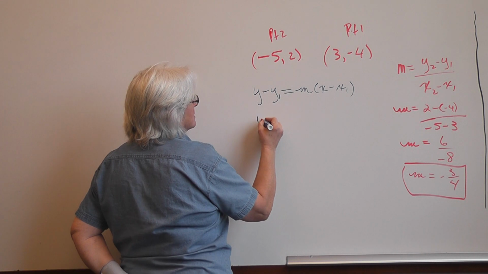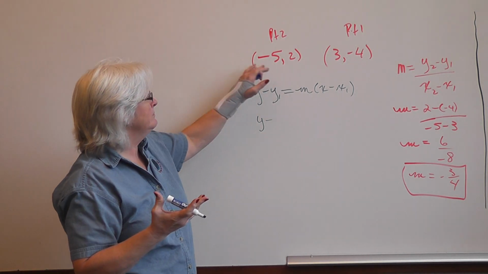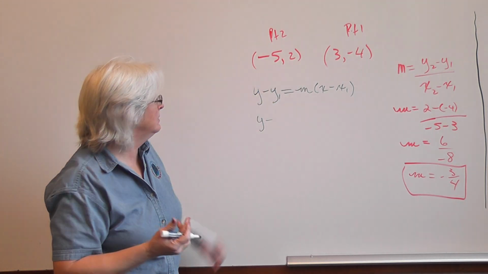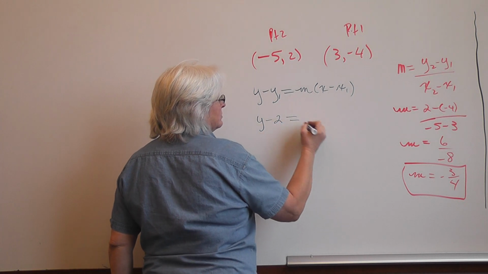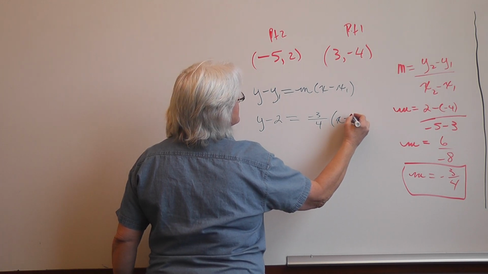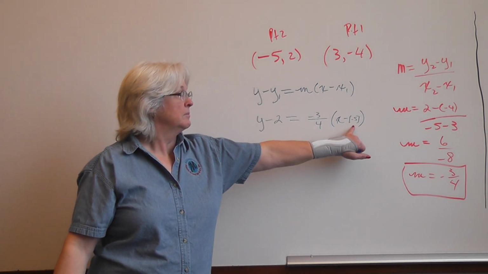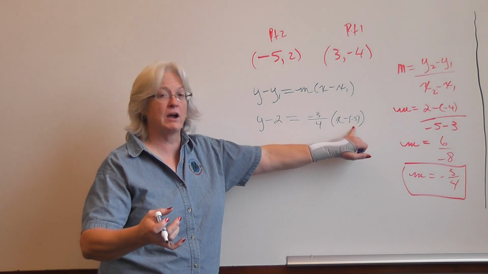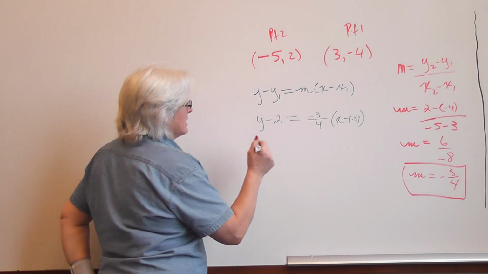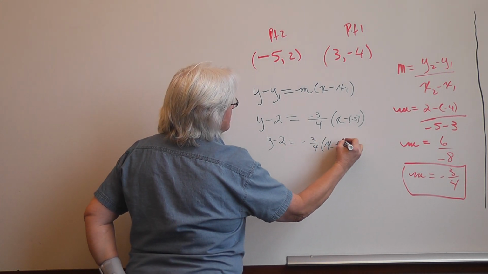Now I'm going to substitute. But what point am I going to use? I'm going to pick the easiest point. What's my easiest point going to be? It doesn't really make a whole lot of difference here. So I'm just going to pick this first point. What's the y value? y minus 2 is equal to m, which is negative 3/4, times x minus a negative 5. Do something that makes it jump out to you that you're subtracting a negative, so that you don't mess up your problem because you've dropped the negative sign. So I have y minus 2 is equal to negative 3/4 times x plus 5.